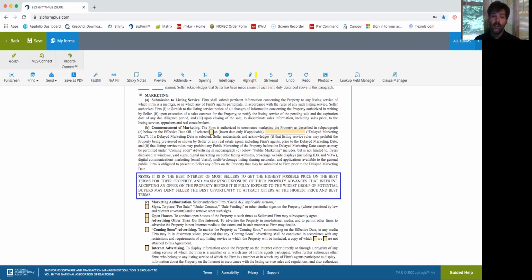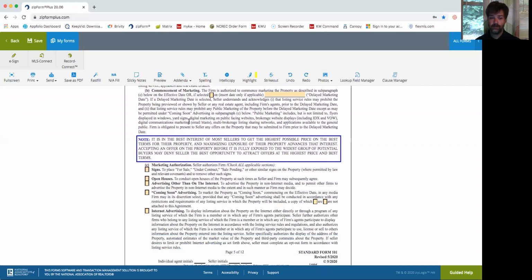Hey, listing agent, you are allowed to submit it to the listing service. You are allowed to place signs, put an open house, have coming soon advertising if we so agree, and most MLSs will likely have a coming soon rider or addendum that will go with that. If I'm putting it on the internet, what does that look like?